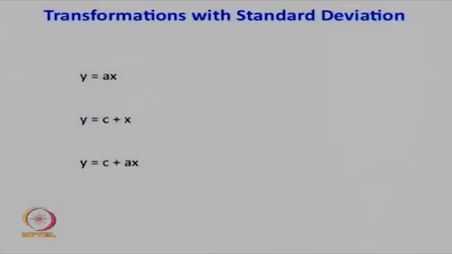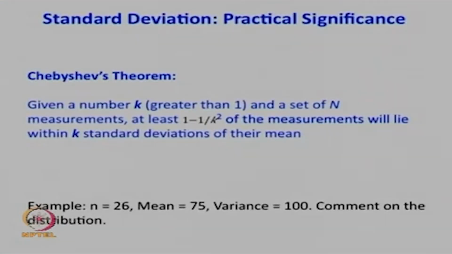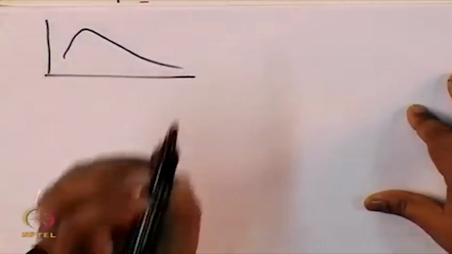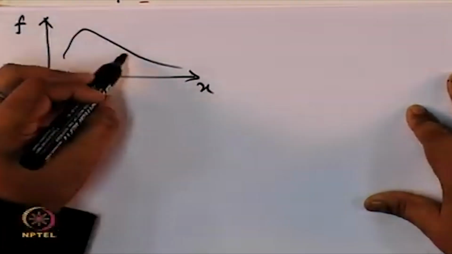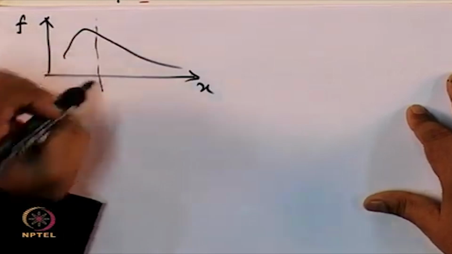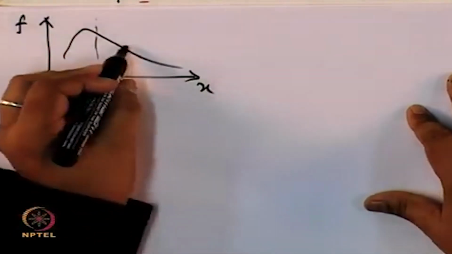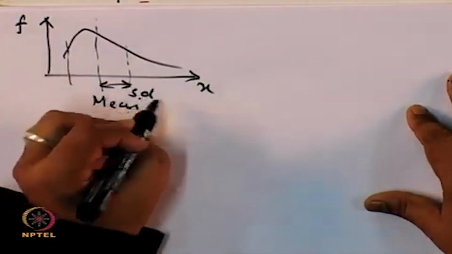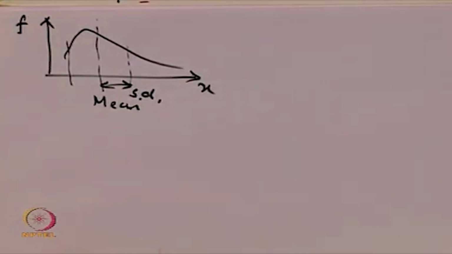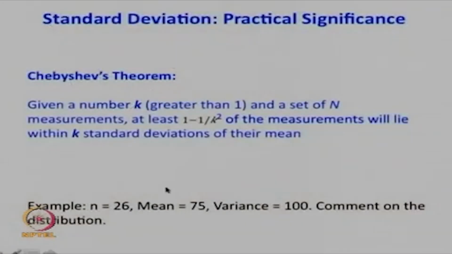So, let us think of the practical significance of your data, of what the standard deviation tells us. Let us say this is your data, x and frequency. Let us just say that this is your mean and you have a standard deviation. So, we want to know what this standard deviation conveys. One theorem I will turn to, which is very important, is Chebyshev's theorem.